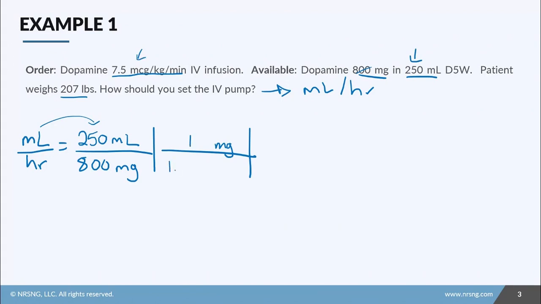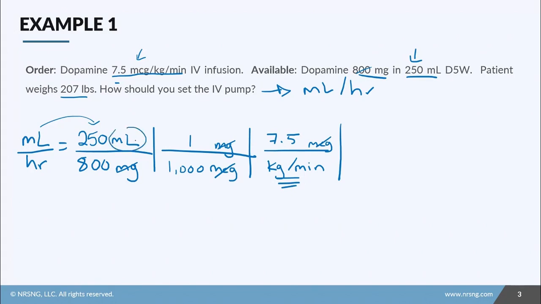1 milligram is 1,000 micrograms. Okay, transfer your units up. Remember, these can cancel. Now, what do we know about micrograms? Well, we know that we have 7.5 micrograms per kilo per minute. Anytime you have a double per, put them both on the bottom. All right, cancel micrograms. Do we have what we need yet?